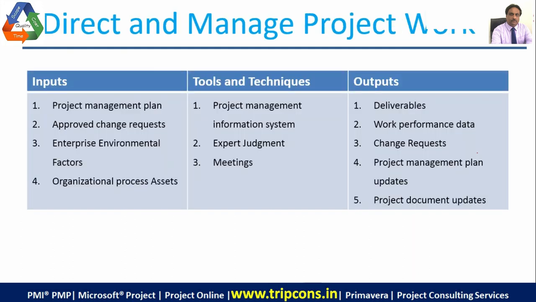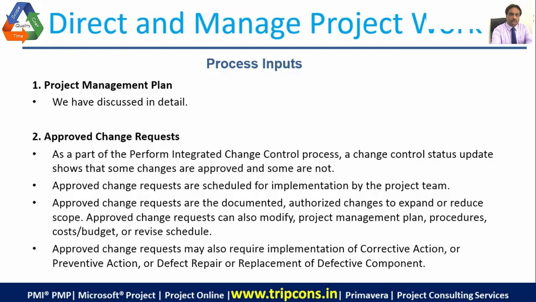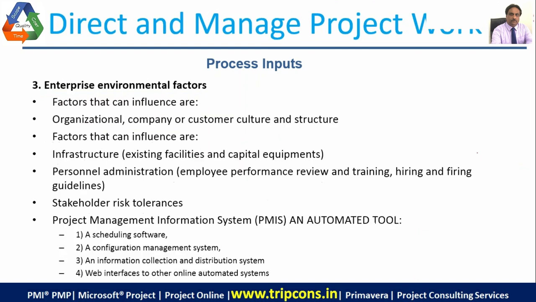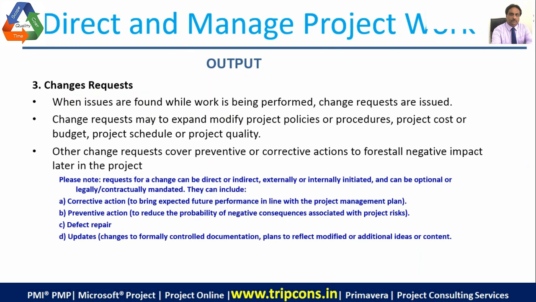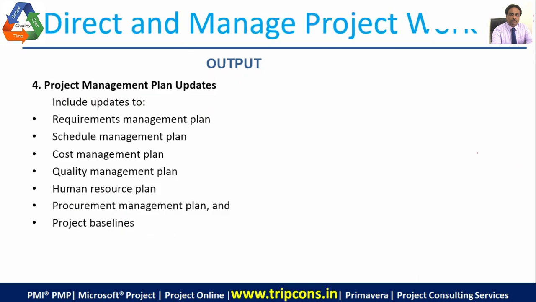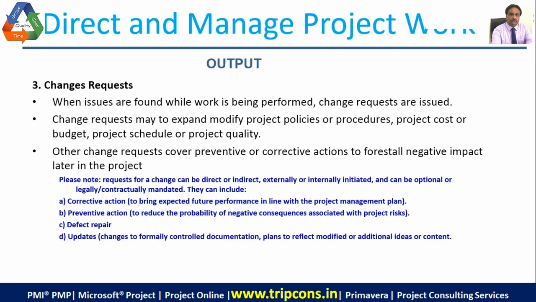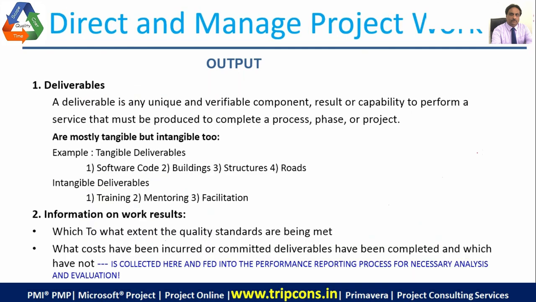Okay, so these are the inputs, tools and techniques, and outputs which you can read. And these are the process inputs, describe, tool and technique, output. And make sure that you know your outputs. Outputs are what? First of all, the deliverables. Now, deliverables are of two kinds, tangible, you see this, and intangible deliverables. Now, what is the difference?